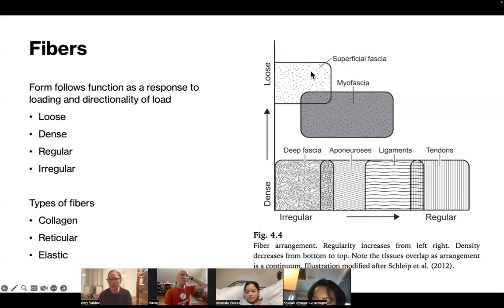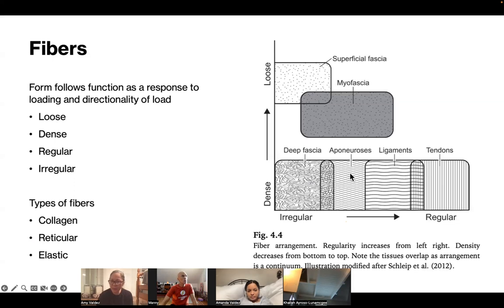So the superficial fascia near the surface, like as part of the dermis, part of the skin, is loose. That means the fibers of collagen are just kind of spread out, right? These are collagen and elastin, depending on where you are and what your genetics are. And then myofascia, which is what Manny was talking about earlier, is somewhere in the middle. It's not loose like what's in your skin, but it's not dense either, like what's in your deep fascia and these other areas.